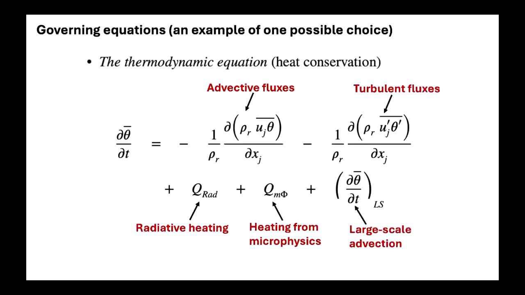And then we have this thermodynamic equation. Once again, the change of the heat in the system is driven by several terms. And similarly, we have this large-scale advection. We also got this advective and turbulence fluxes. But there are these two extra terms, taking into account the radiative heating due to the radiation process, and also the heating from microphysical processes, such as the latent heat release.